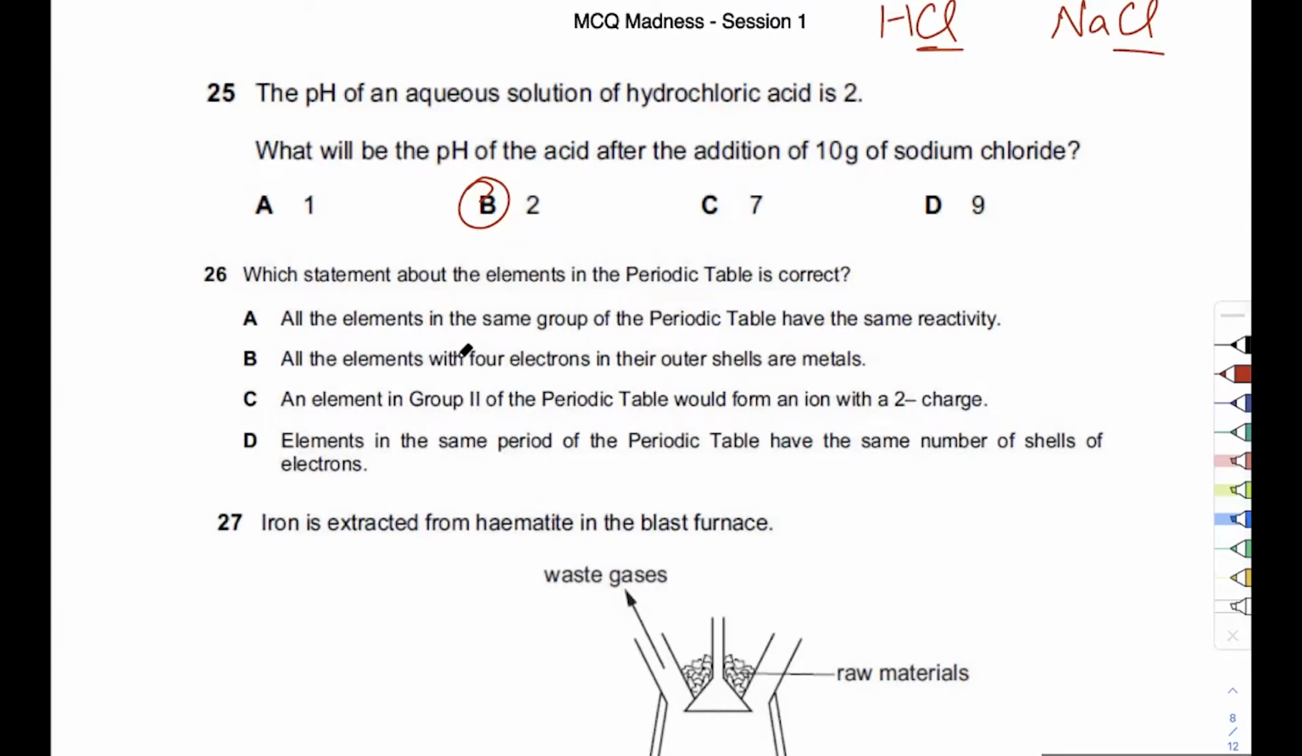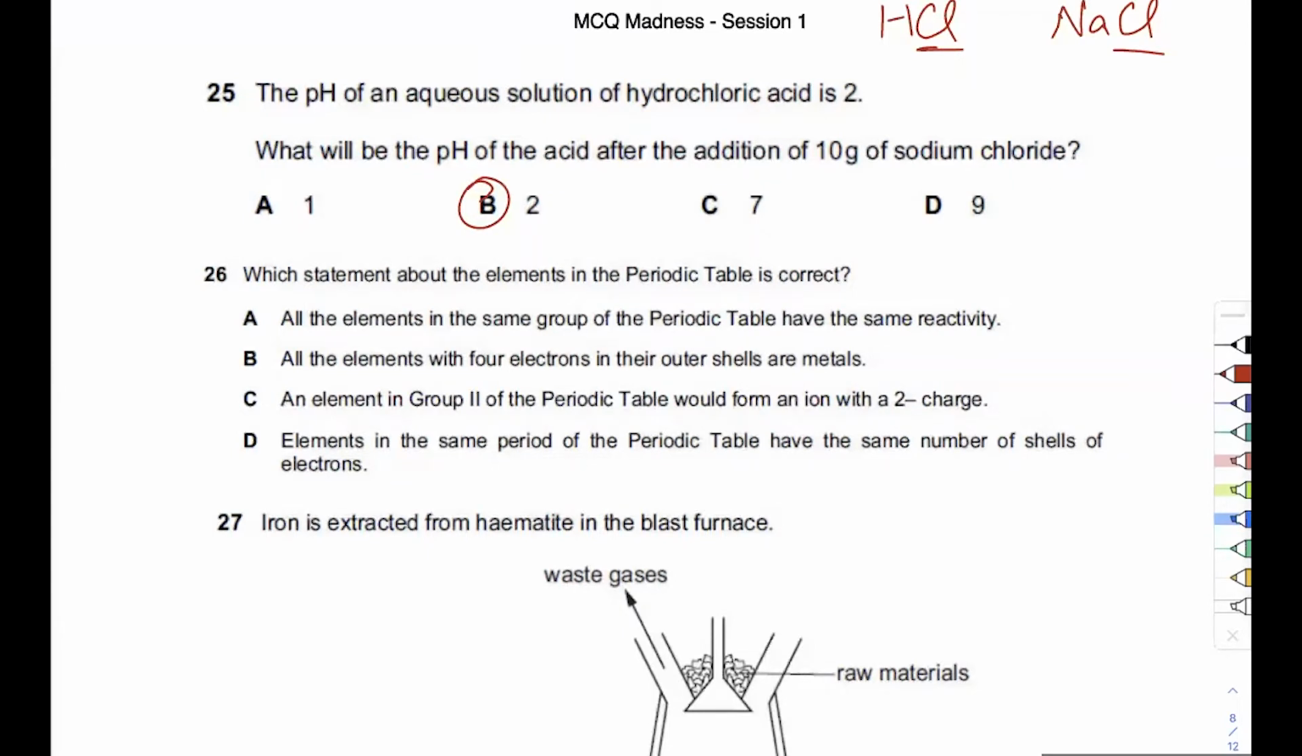Okay. Which statement about the elements in the periodic table is correct? Hello. Yes, Iman. What's your question? Sir, could you explain question number 25 again?